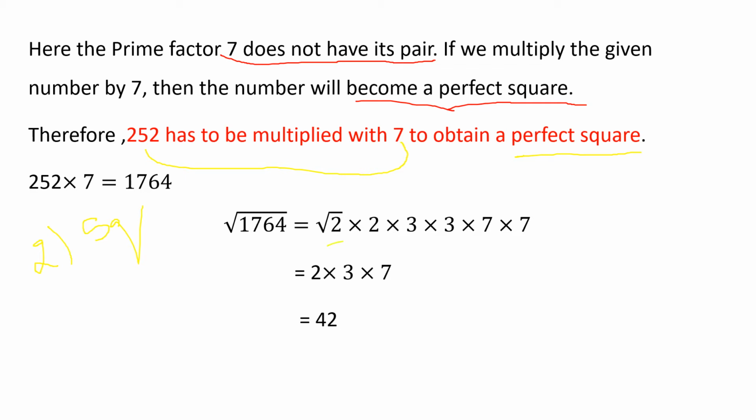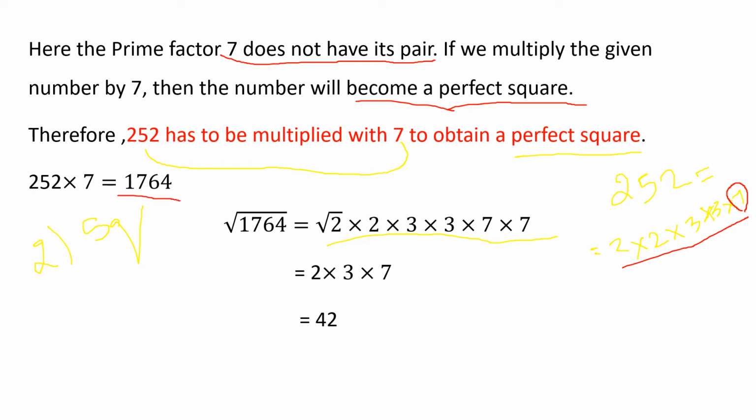Now, how are you writing these numbers? Already, when you have done the factorization for 252, what did you get, children? I'll write here. You got 2 into 2 into 3 into 3 into 7, right? When you do the factorization for 252, you got this answer. In that, 7 only we don't have pair. So with this 7 only we are multiplying this 252 and you got this answer.